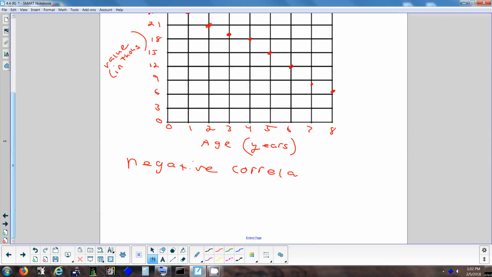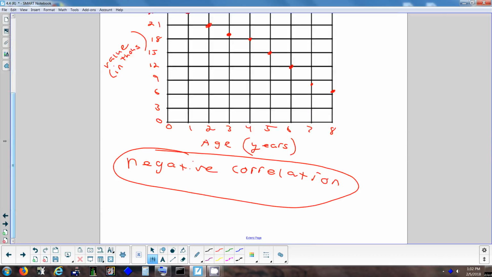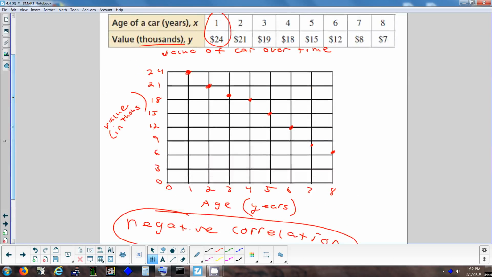So what does that mean? Can somebody tell me specifically what it means to have a negative correlation on a value of car over time scatter plot? What does a negative correlation mean? Savannah? It means when the age of the car increases, the value decreases. Yeah, exactly. Good. The older a car gets, basically, the less it's worth. It's exactly what she just said. That's the pattern.